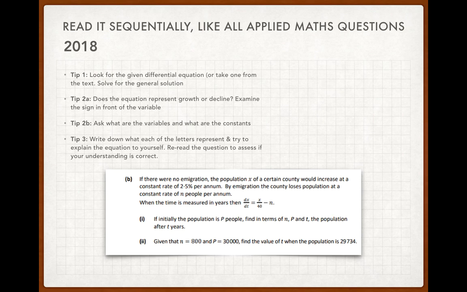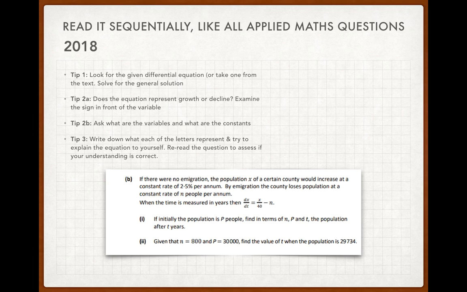Okay, so let's have a look at what's going on. It's a population increase model, so dx/dt is equal to x over 40. So that's telling us the population is increasing. But there's a minus n on it. And what that's telling me then is there's going to be n number of people leaving the country for every unit of time. So for every 1 second or 1 month or 1 year, depending on what unit really is given in the question.